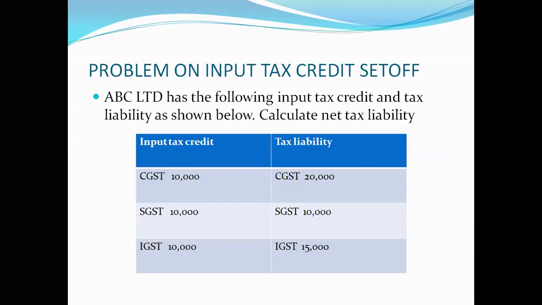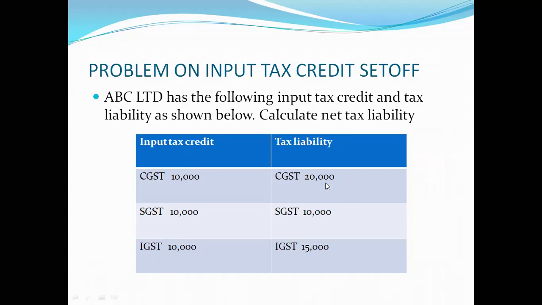Now we have a problem here. ABC Limited has the following ITC and tax liability shown below. Calculate net tax liability. Again, first column, input tax credit and tax liability. That means these are the amounts you have, the benefit available with you. And this benefit can be utilized for payment of tax liability. And what's the input tax here? Whenever you are buying goods for business purpose, that's called input tax. Within the same state, you have paid CGST and SGST. From one state to other state, IGST.